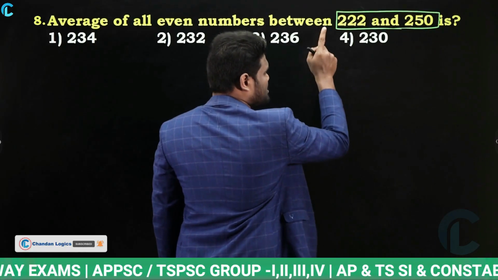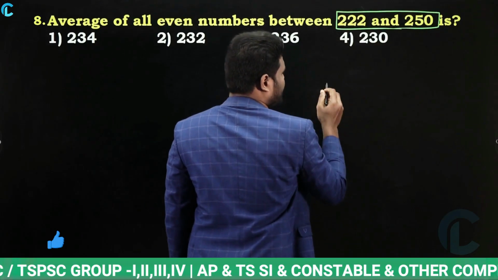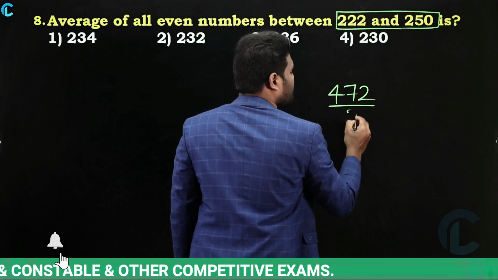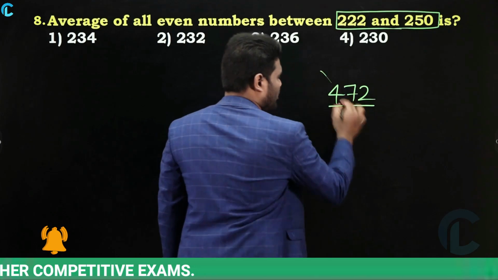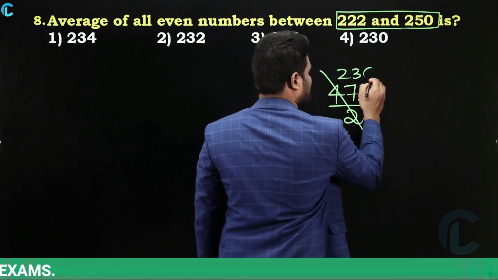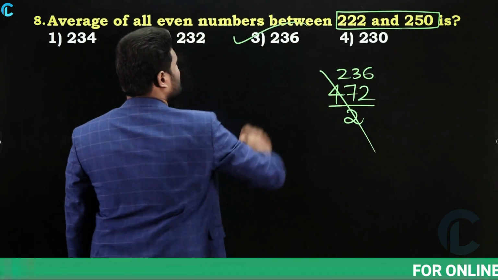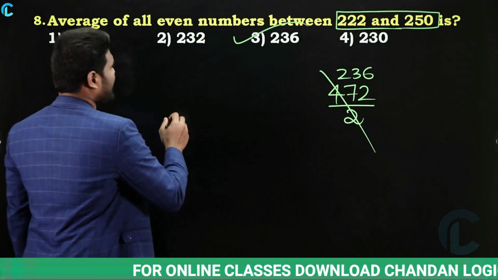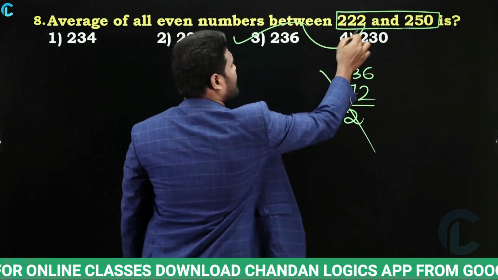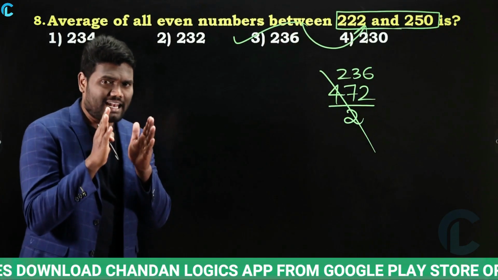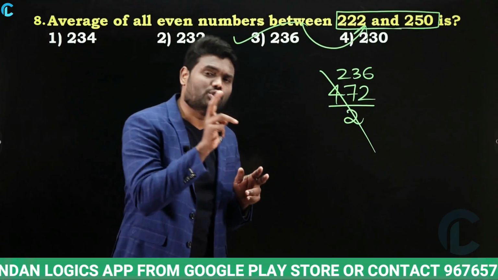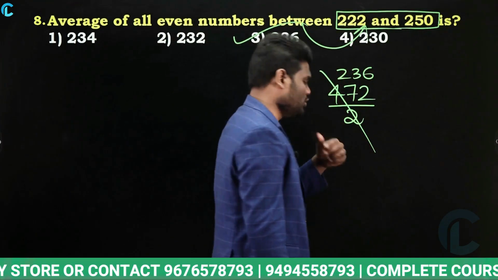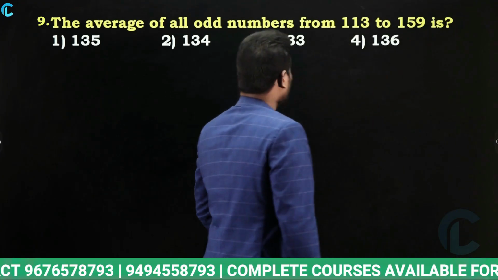When you add these numbers, 222 plus 250 is nothing but 472. So, average means 472 divided by 2. Now, this is nothing but 236. So, I can say that the answer is going to be 236. Just very simple questions. Whenever they are asking you to find the average of the numbers between two numbers, either you can take those numbers or you can directly calculate the average for the given numbers. Both of them you will get the same answer. Okay. Let us look at the next one.